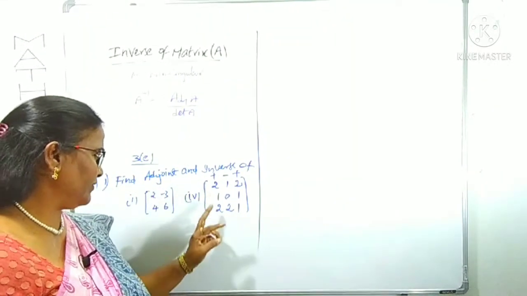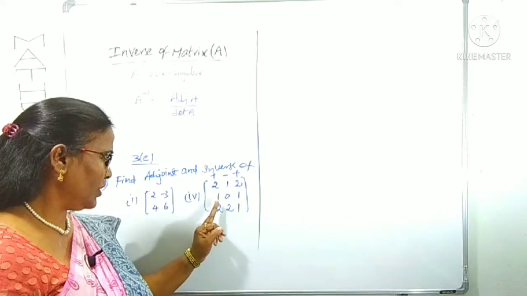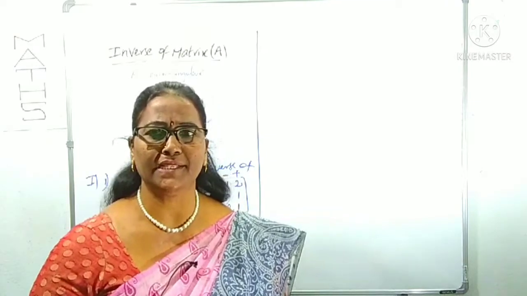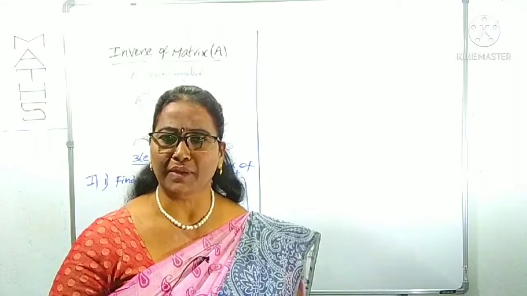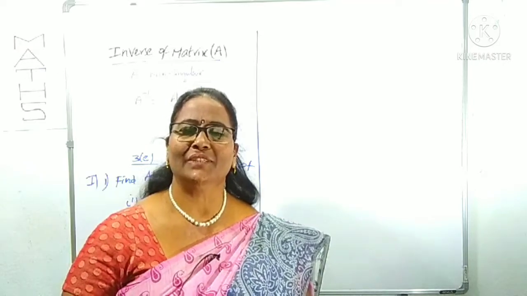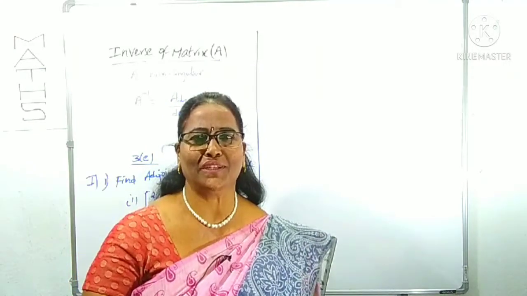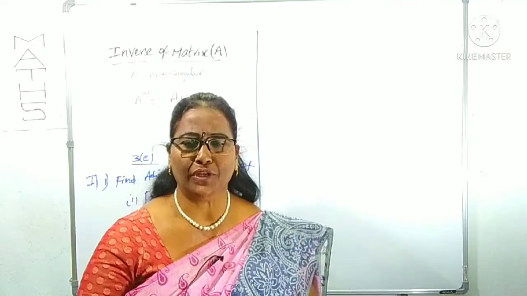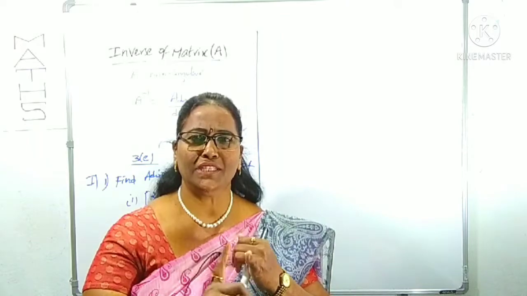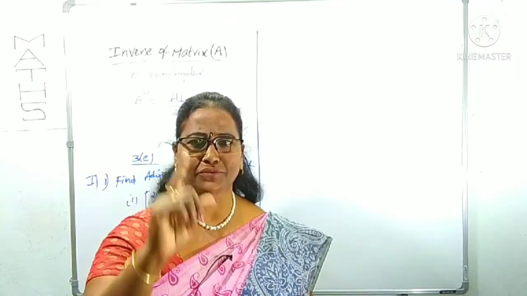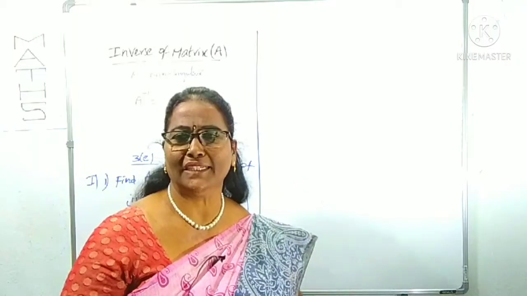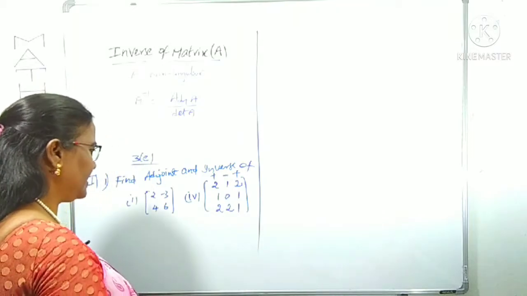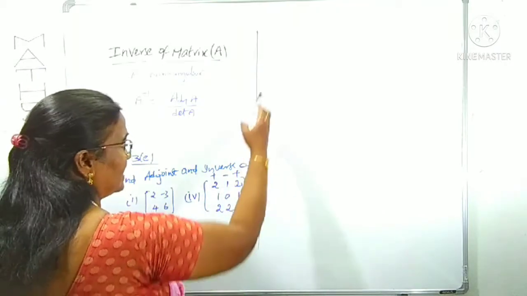Fourth bit, adjoint and inverse. How can you find it? The matrix is 2, 1, 2, 1, 0, 1, 2, 2, 1. Just now I did a 3 by 3 matrix. For the adjoint of a 3 by 3 matrix, first you have to find the cofactors of the elements. I have given the hints. It is very important, so try to follow carefully and follow each and every step I take care of. That is important, because finding the inverse is useful in some other methods also. That's why finding the inverse is very, very important. Let it be taken as A.